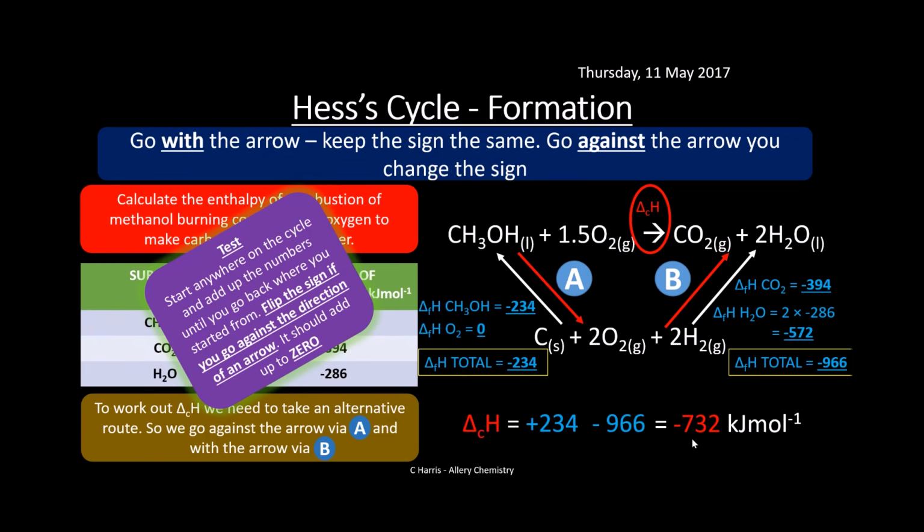Okay, and a quick way to test, start anywhere on that cycle. And basically, if you add it up, remember, if you go against the arrow, you flip the sign. If you go with the arrow, you keep the sign the same. It should add up to 0. It's independent of the route taken. That was Hess's law. Okay, let's look at another cycle.